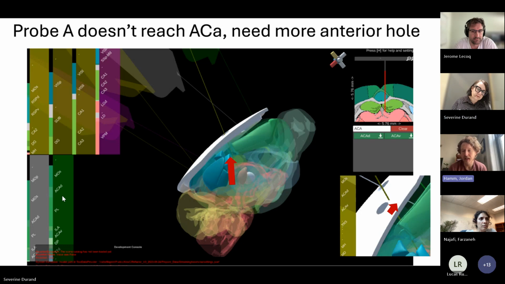Yeah, that's nice. I like that. And you could see different types of properties along that axis. And you have the dorsal and ventral as well.